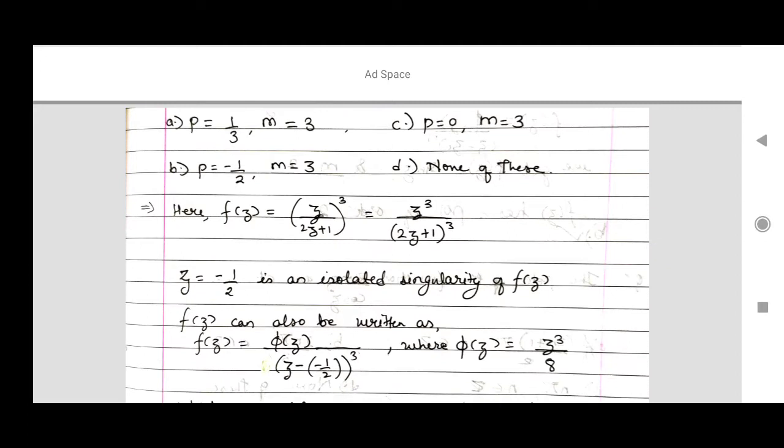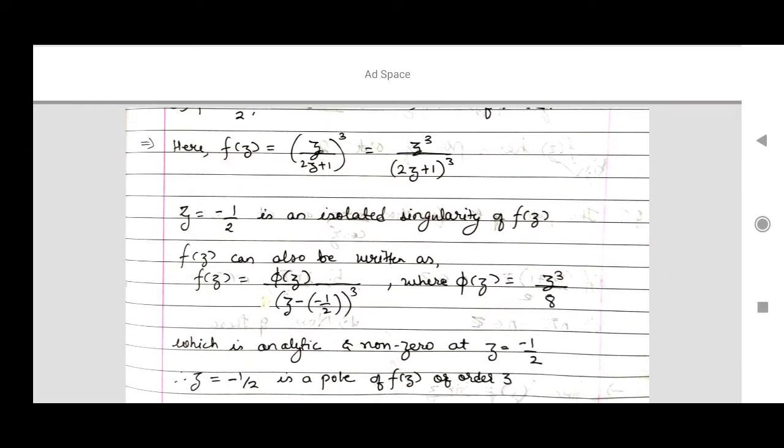Here f of z is equal to z upon (2z plus 1) cube, which can be written as z cube upon (2z plus 1) cube. Now z is equal to minus half is an isolated singularity of f of z. f of z can also be written as phi of z upon (z minus half) whole cube, where phi of z is equal to z cube upon 8. We have taken 2 common and took it outside the cube. Therefore, we got phi of z as z cube upon 8.